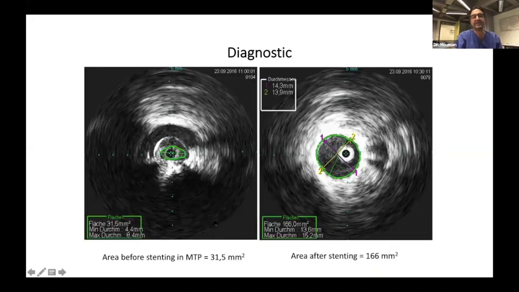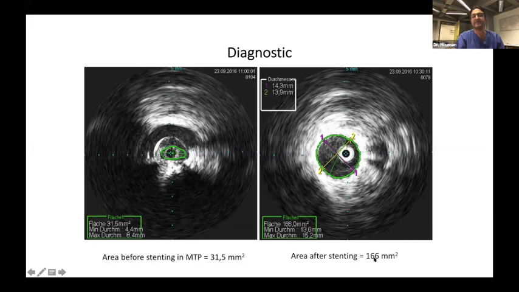Again, I visualize it in the next slide. You see the area was 31.5 square millimeter before stenting, and after stenting, IVUS shows a good shape of the stent. I tell it because Lowell is here, and a very good shape of the stent, which is important.